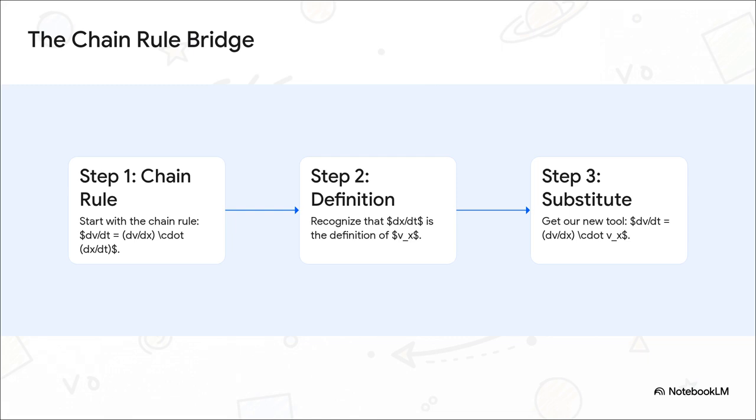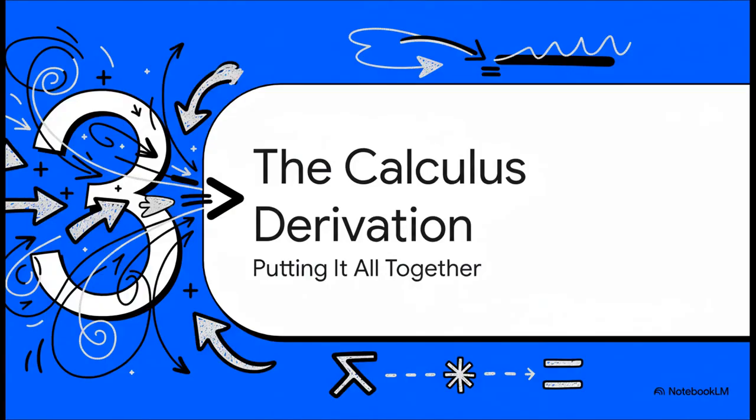And of course, we immediately recognize that dx/dt is just the definition of the x component of velocity, vx. So there it is. That's the bridge we were looking for. All right, now for the really satisfying part, the derivation. We've built two different ways to describe the exact same physical quantity, dv/dt. So now we can set them equal and watch the magic happen.